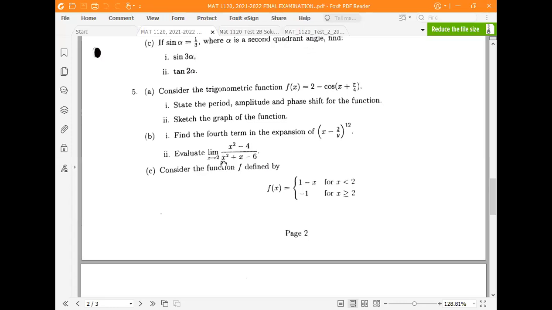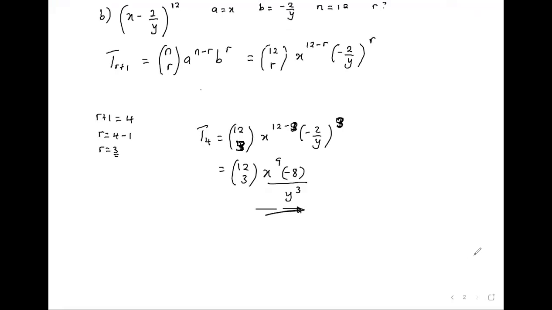Find the limit as x goes to 2 of x squared minus 4 over x squared plus x minus 6. The limit as x goes to 2 of x squared minus 4 over x squared plus x minus 6. So let's find the limit.